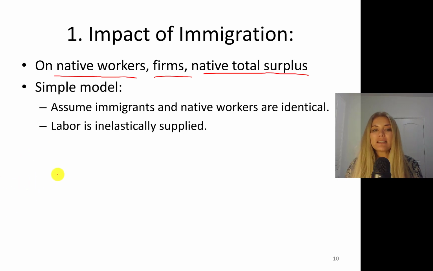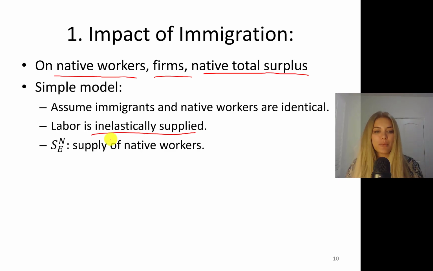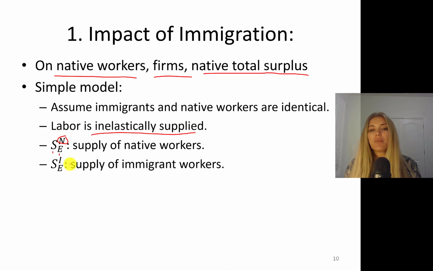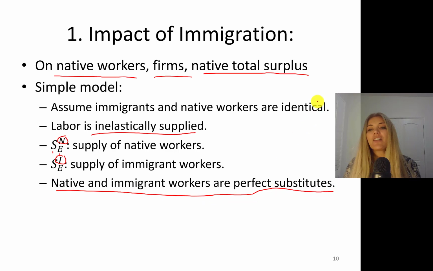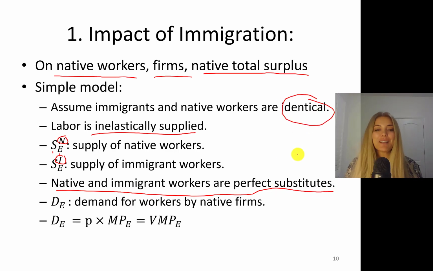Labor is inelastically supplied. So you have number of people that are looking for a job. This is the supply of native workers, supply of workers, employment, and for native. Okay, we also have supply of immigrant workers. I stands for immigrant, S, supply, employment, workers. Native and immigrant workers are perfect substitutes because they are identical. Okay, keep that in mind.